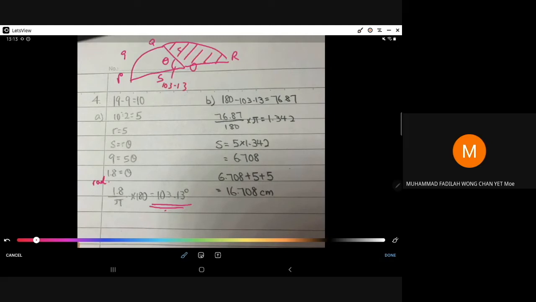So from 76.87, we want to change to radian. So we times with pi over 180. Okay, so we get 1.342. Then we use the formula again, s equals r theta. Then we sub in what we have, and then we get 6.708.